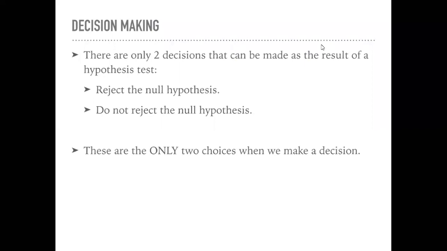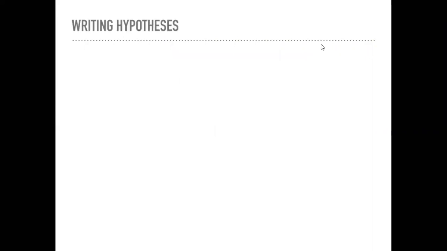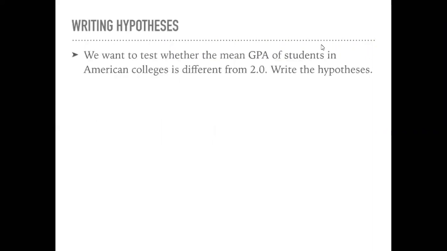So we're thinking, okay, we have these 3 different sets of hypotheses that we could write. When I'm doing my test, I'm either going to make the decision of reject the null hypothesis or do not reject the null hypothesis. I always have a null hypothesis and an alternative hypothesis, and we need to make sure that we know how to write these hypotheses. So if we were trying to write the hypotheses, here's a few examples. So we want to test whether the mean GPA of students in American colleges is different than 2.0, and write the hypotheses.